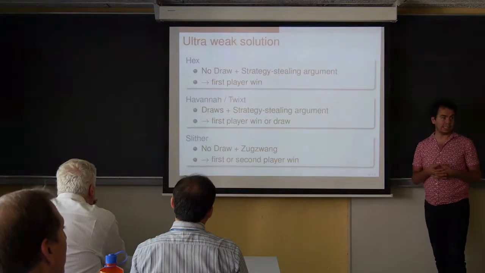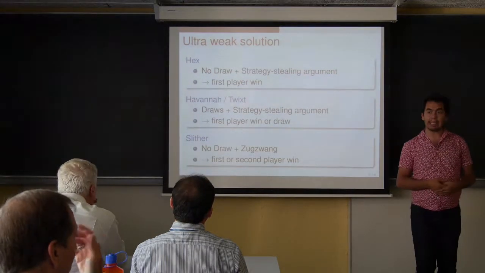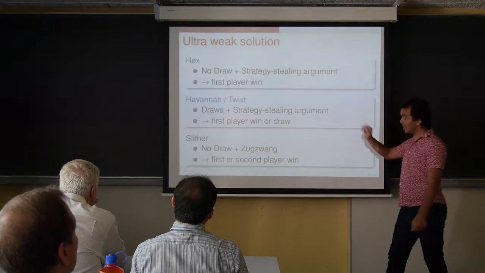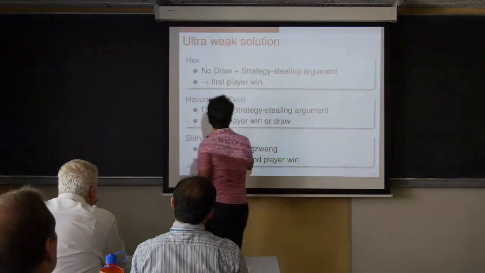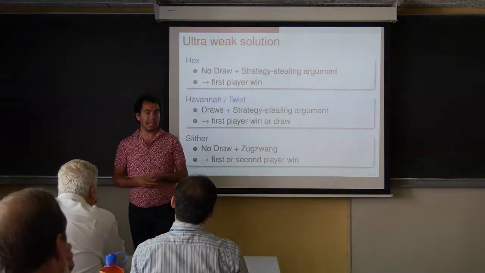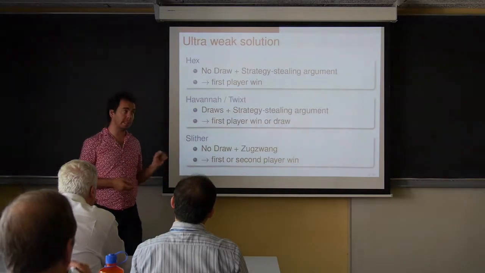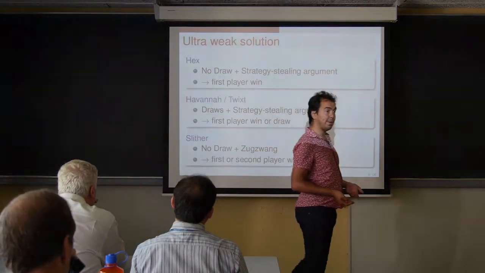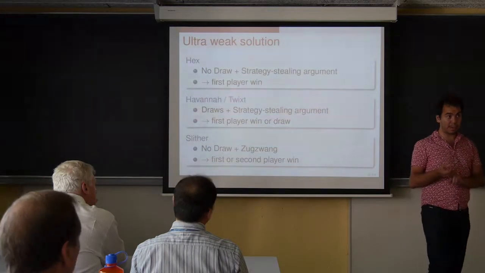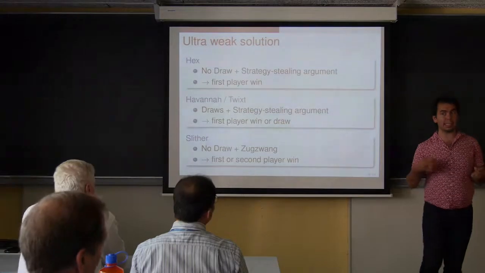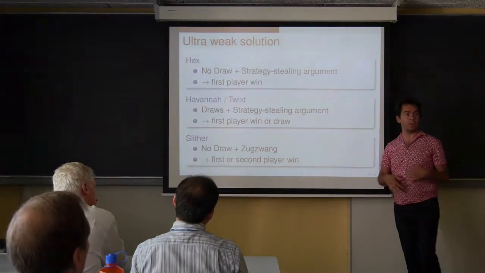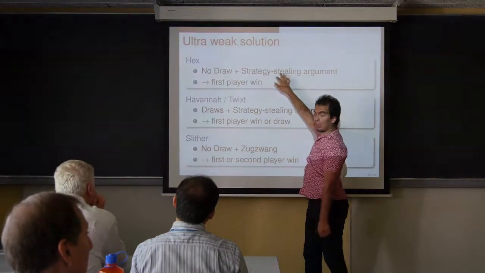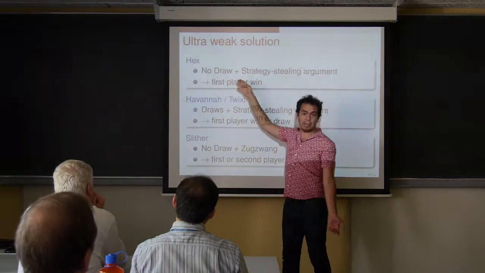As Victor Allis defined, an ultra-weak solution to a game is knowing the outcome without the constructive proof. It works really well in Hex. In Hex, we know that there is no draw, and we can use the strategy stealing argument, because there is no zugzwang in Hex; it's always good to have an additional piece on the board. If the first player had a second player win, then the first player would be able to use that strategy with one more stone on the board, which can't hurt them. So this shows that there is no second player win, and that there is no draw. Therefore, it must be a first player win.